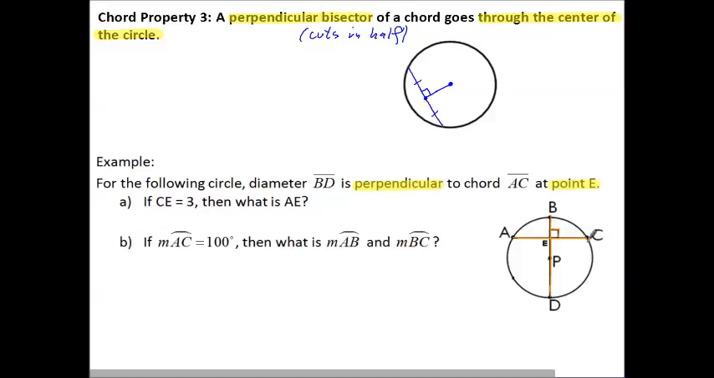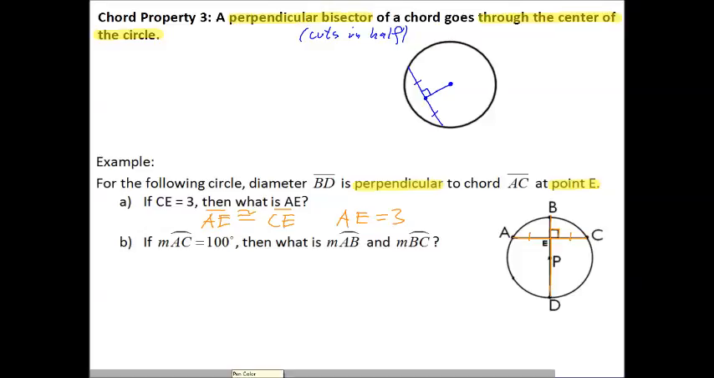That means that it cuts chord AC into two congruent pieces, AE and CE. And if we know that CE is 3 units long, then AE has to be the same length. AE is congruent to CE, therefore AE is equal to 3.